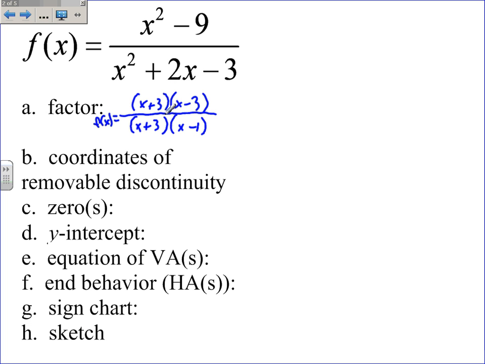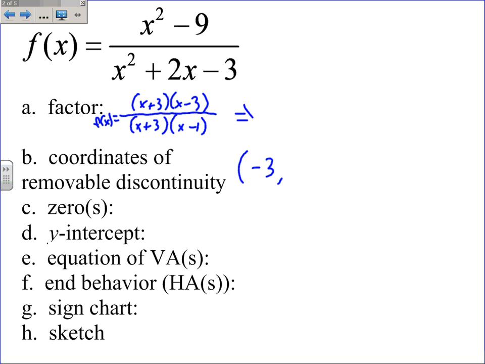Now let's see if there's a removable discontinuity. Is there anything in the denominator that divides evenly into the numerator? And that question should be answered with yes, x plus 3. And so this is going to give us the point of our removable discontinuity. So negative 3 is not a 0. It is not a vertical asymptote. It is a removable discontinuity. So the coordinates of the removable discontinuity, the x value will be negative 3, because that would be the value where it's discontinuous, or 0 if we didn't have that other corresponding part.